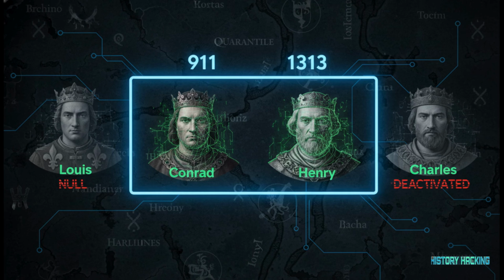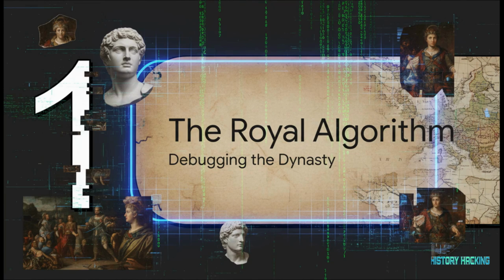And in their place, two names that basically didn't exist in the royal family before, Conrad and Henry, suddenly take over everything. It's like someone flipped a switch in the code, a 402-year-long quarantine where only certain names were allowed to run. So you gotta ask, what the heck is going on inside this 402-year black box?